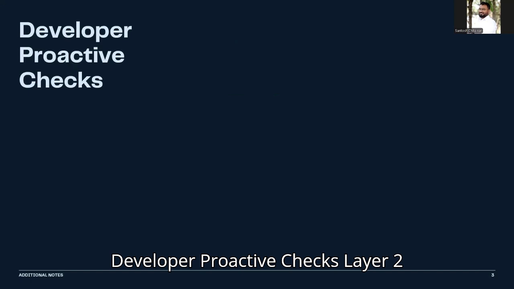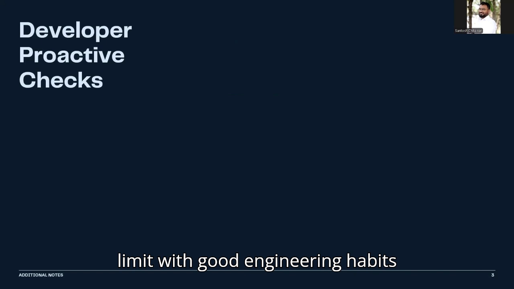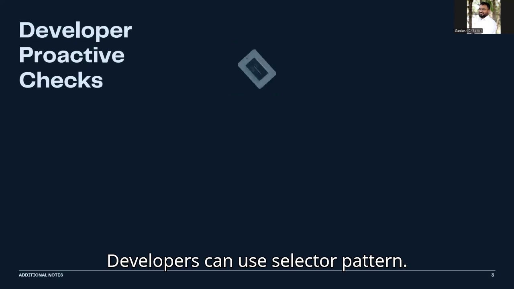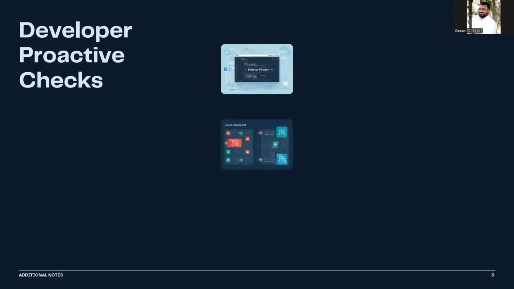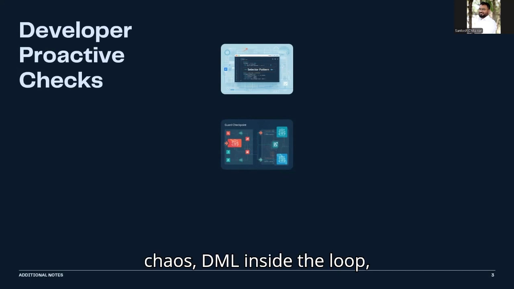Developer proactive checks. Layer 2 is where developers prevent governor limits with good engineering habits and patterns. Developers can use the selector pattern or they can also have a guard checkpoint. So why does this matter? Because most governor limit issues come from query chaos, DML inside the loop, repeated automation, and lack of bulkification. So we can use the selector pattern and guard checkpoints.